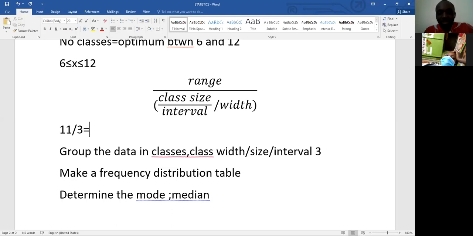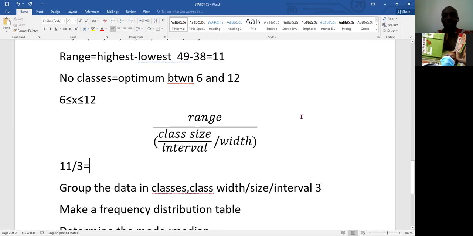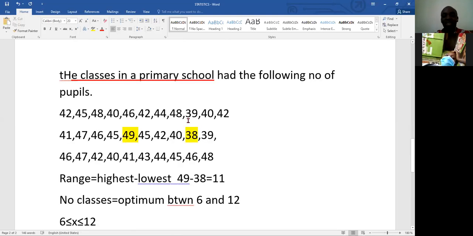The class we are using here is not good, so it means I have to use another example. I add my own numbers here. The class width, we said that it should be 6. If you say 11 by 3, you're going to get a number which is smaller than 6. So it means you use another example.